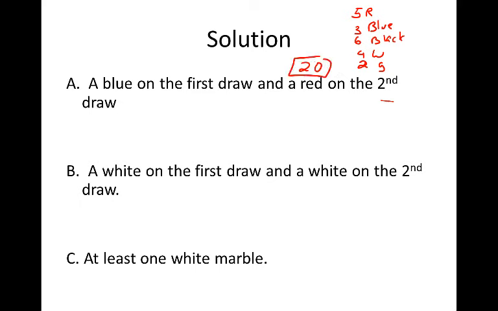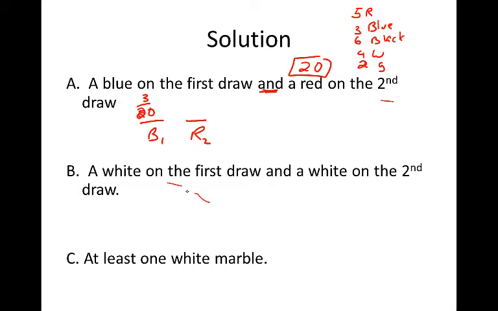So a blue on the first draw, and, so whenever you see that word and, you want to think it's most likely going to be a multiply, and a red on the second draw. So we want that one to be a blue, and we want the second one to be a red. And this is without replacement, as you'll recall. So what's the probability I get a blue on the first draw? How many blues do I have? I have 3 divided by the total of 20.